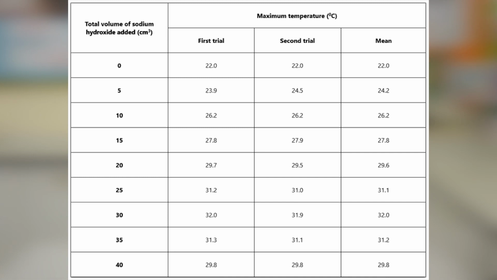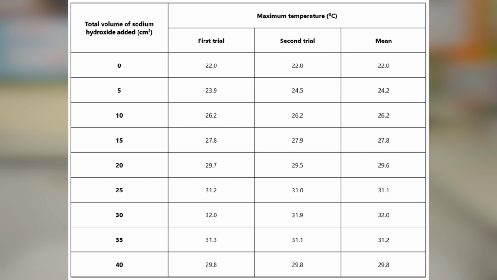Our results show that as we increase the volume of sodium hydroxide solution, the maximum temperature reached increases. This is because when we increase the volume of sodium hydroxide, we increase the number of particles of sodium hydroxide, which then react with hydrochloric acid more readily.